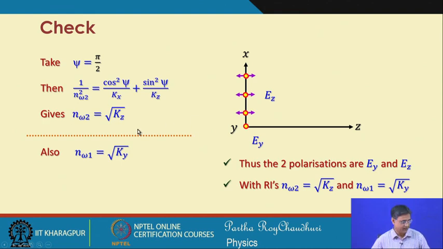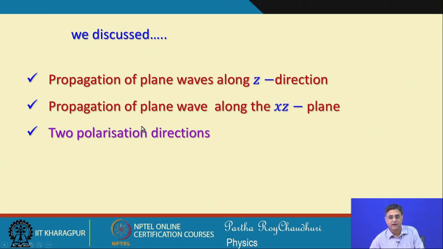So, by doing this we could actually identify what will be the direction of polarization, what are the directions of the electric field vectors, and a slightly different situation when the wave is travelling along the xz plane, what are the two different directions of the polarizations. So, in the next section we will continue with this.